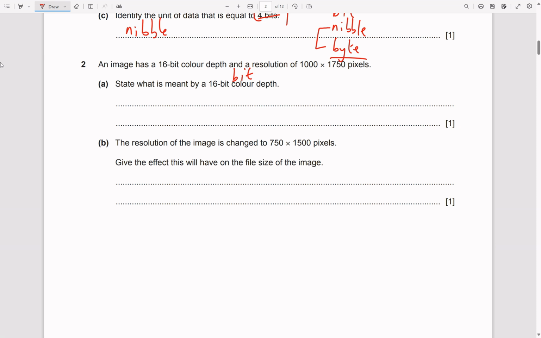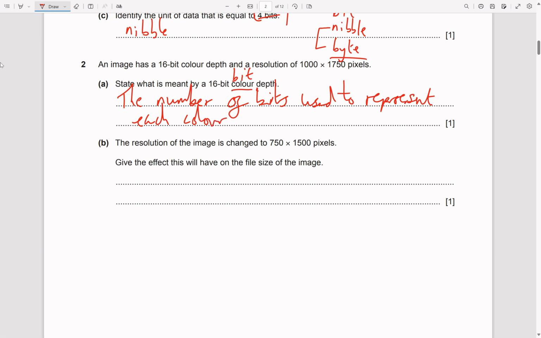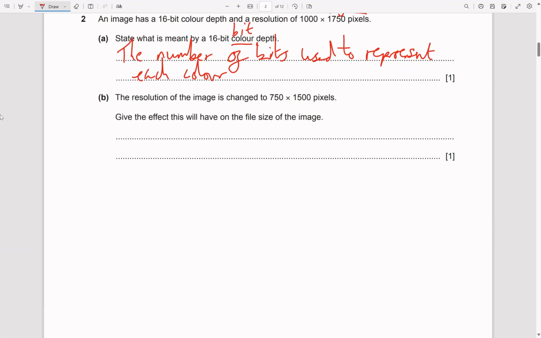So what this is then, this is going to be the number of bits per pixel. Right, or you can also say, the number of bits used to represent each color. So we could say each color, or we could say to represent the color for 1 pixel. They would be equivalent explanations.